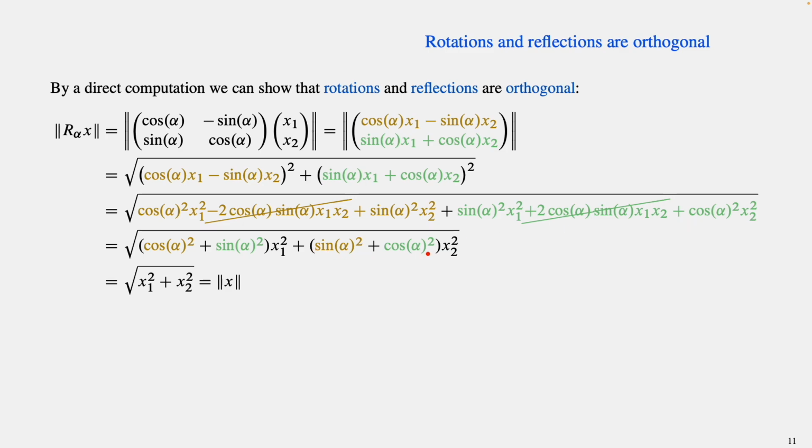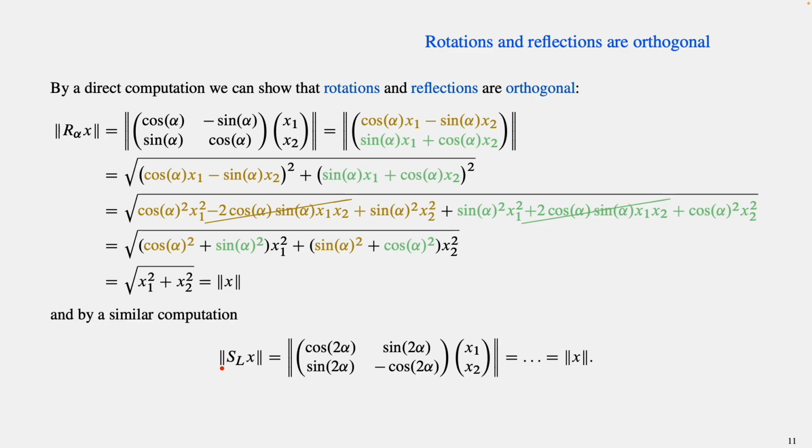And if we remember our trigonometry from school, then we see this, and equivalently this here, is just the number 1. So this expression equals x1 squared plus x2 squared, and the square root taken of it, which by definition is identical to the norm of x. So indeed we see by direct computation that a rotation applied to a vector x has the same length, the same norm as the original vector had. Hence rotations are orthogonal.